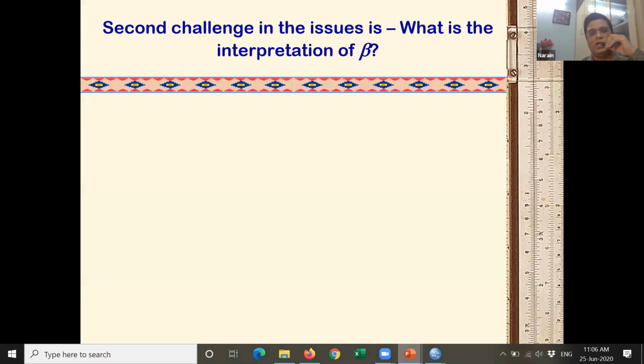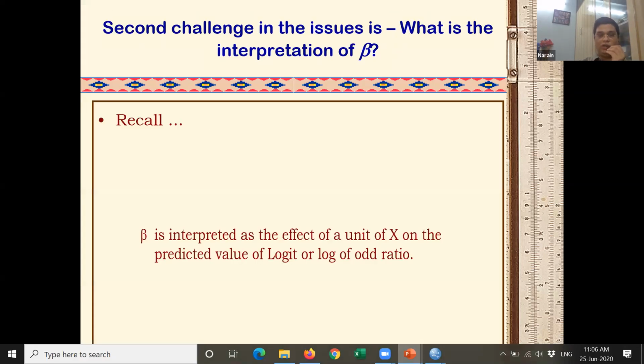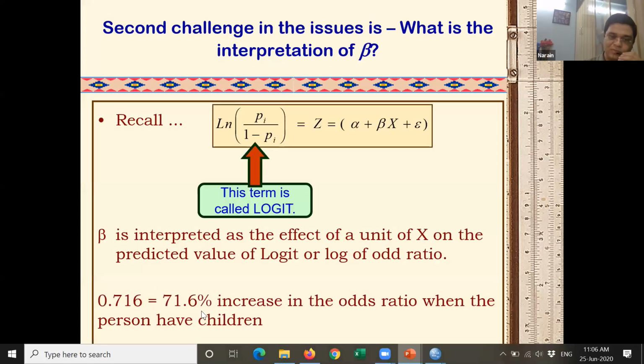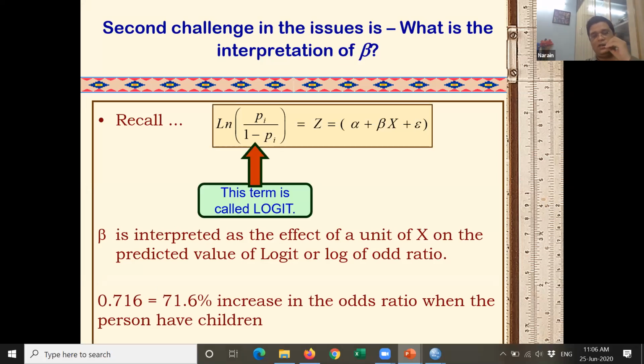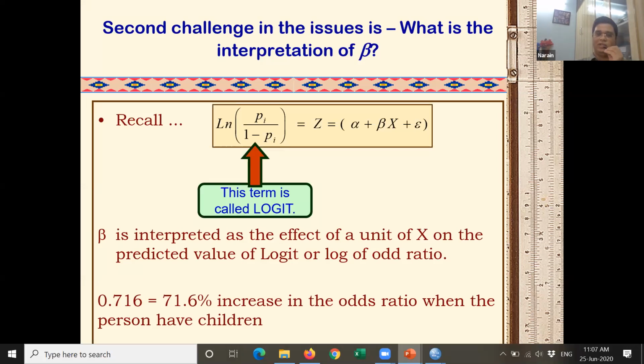If you are really concerned about the size, then you need to make an interpretation in terms of the amount involved, so one unit change to another unit change. For example, having children, the coefficient was 0.7, which tells you that there is a 71.6% increase in the odds ratio. That's where all the complexity comes up when the person has children. So if a person goes from 0, no children, to 1, which is a person having children, there is a 71.6% increase. Not in the probability, but in the odds ratio.